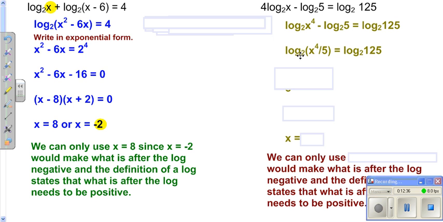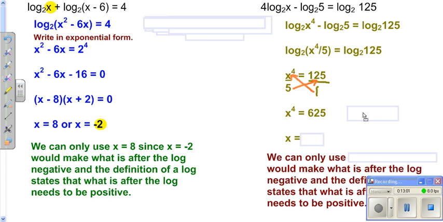Now, a single log on the left, single log on the right, the logs drop, and what's after your logs has to be equal. You realize now that, oh, it's a fraction equal to a fraction. So all you have to do is go ahead and cross multiply. This times this, and then this one times this one. And so then we get our 1 times our x to the 4th equaling our 5 times 125 over 625.